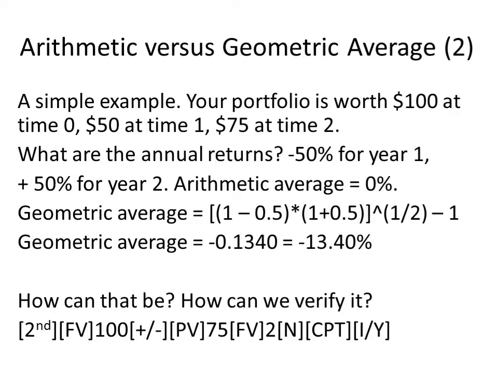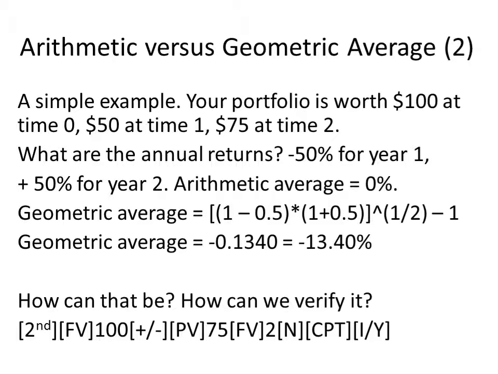Let's demonstrate. We're going to add 1 to each one of these returns in decimal form. So that's 1 minus 0.5 multiplied by 1 plus 0.5. In other words, we've got 0.5 times 1.5. So inside those square brackets, that's 0.75. And we're going to take that to the 1/2 power. Folks, that's just like taking square root. So just go ahead and use your square root button there. Then subtract 1. At that point, what I get is minus 0.1340. If I multiply by 100%, I get minus 13.40%. Now, does that sound right?